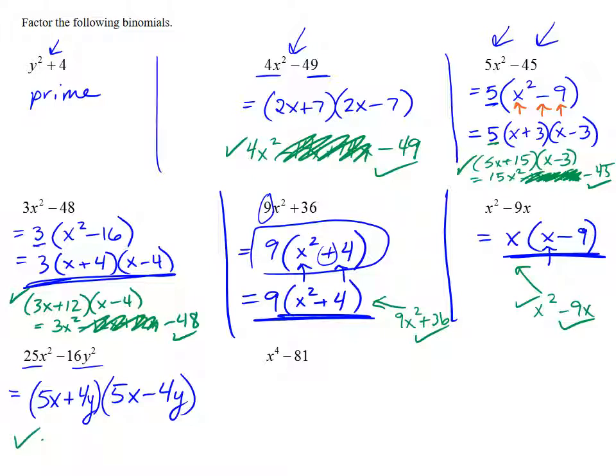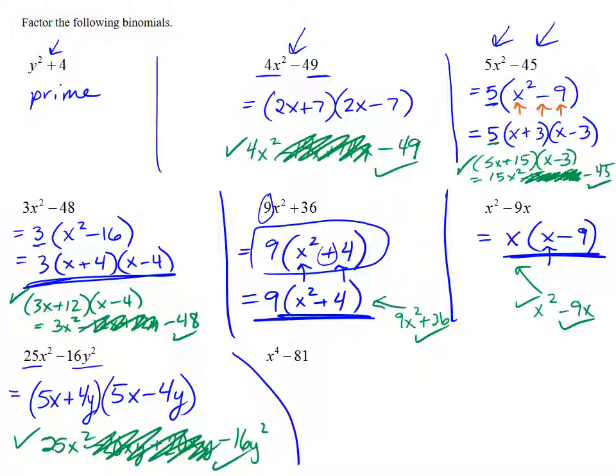Check that. 5x times 5x is 25x squared. Outside would be negative 20xy plus 20xy minus 16y squared. Two middle terms add up to 0, so that checks.